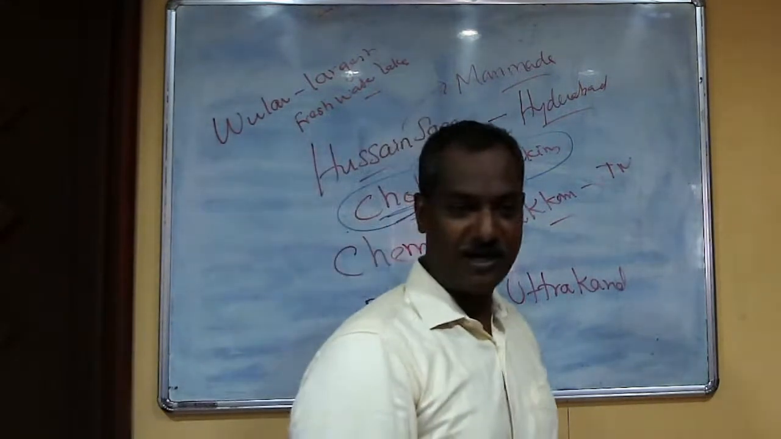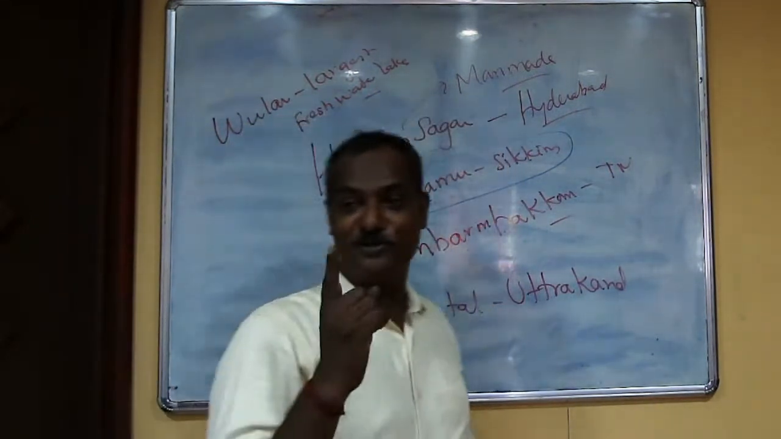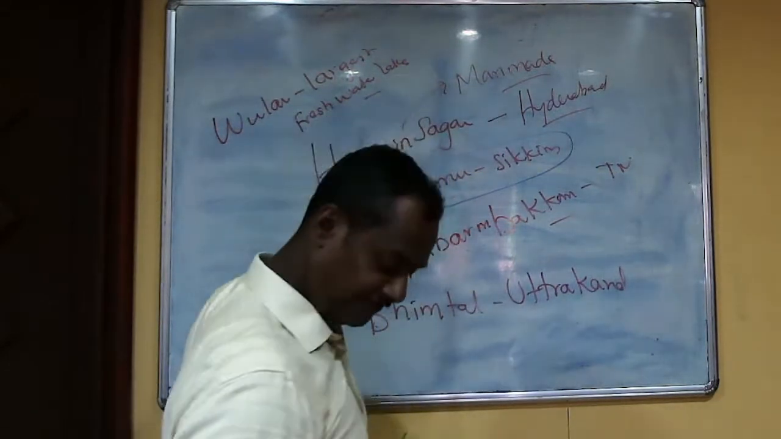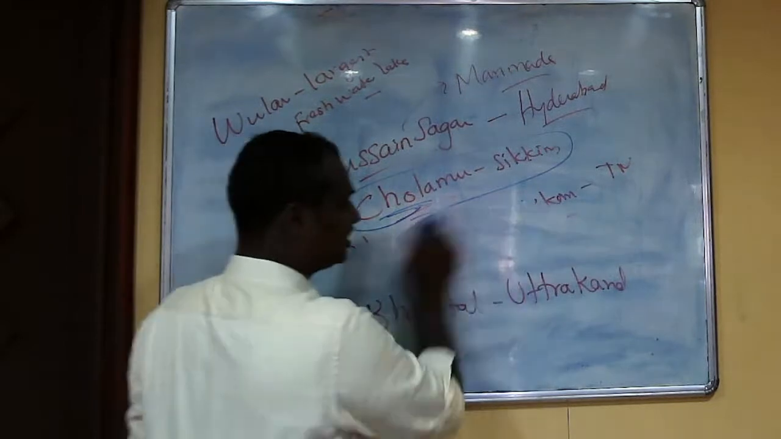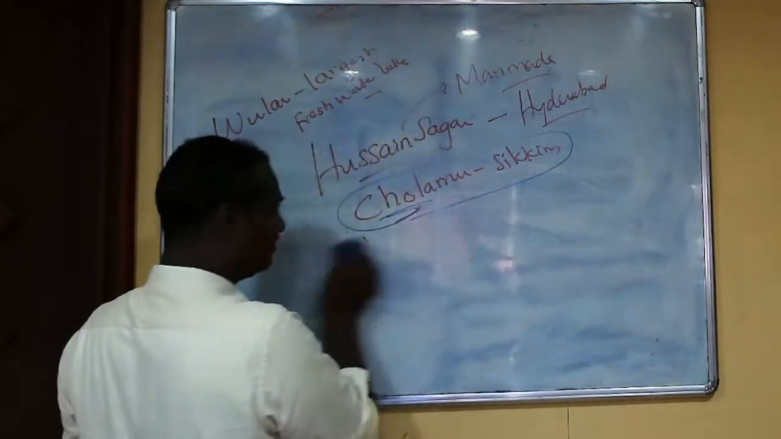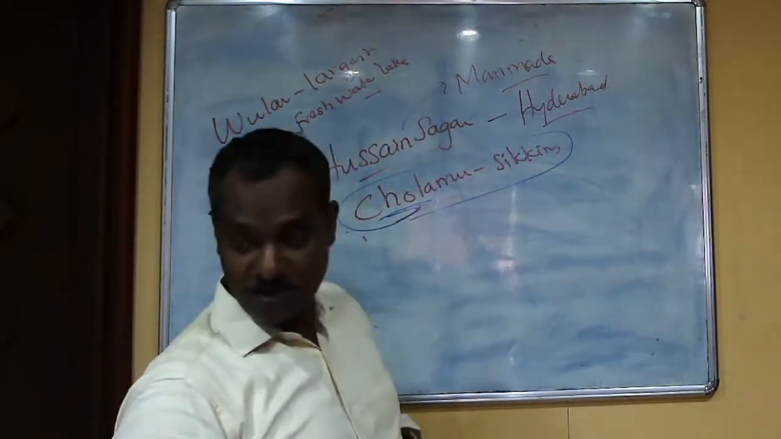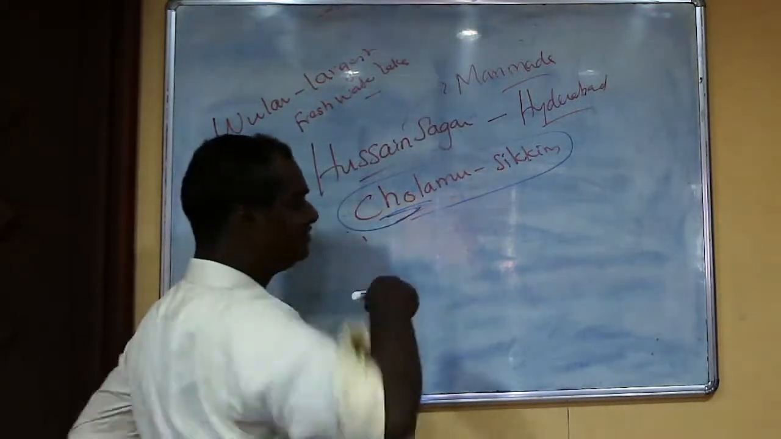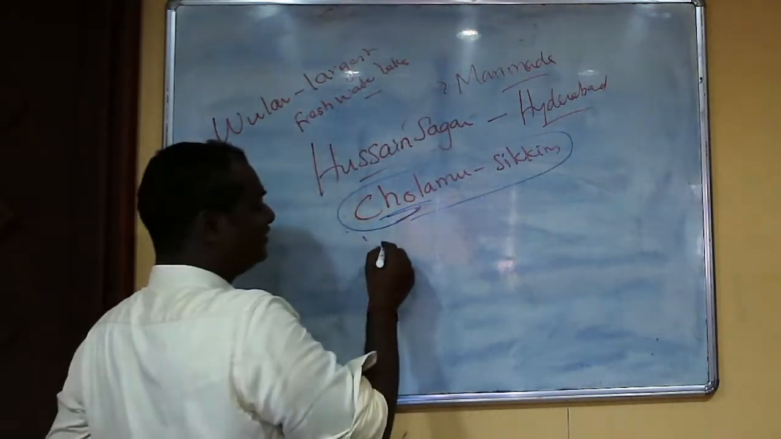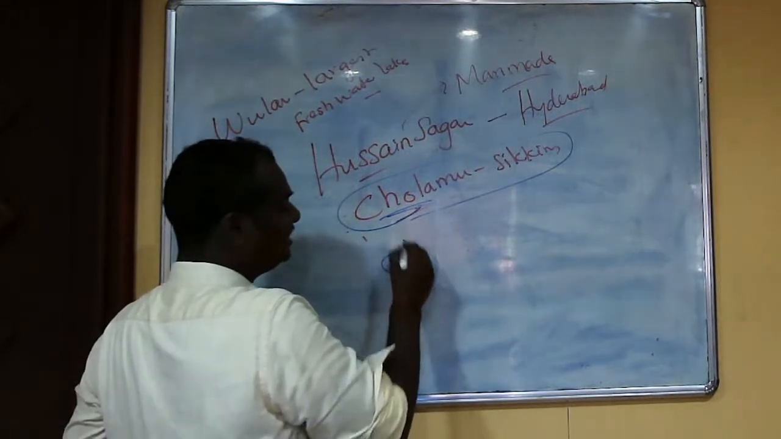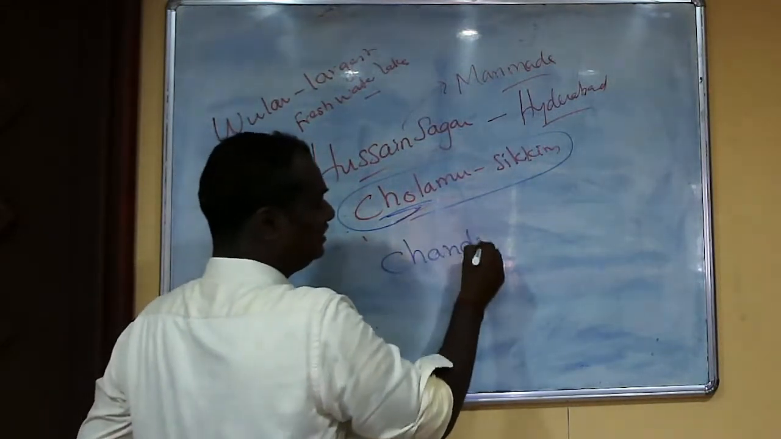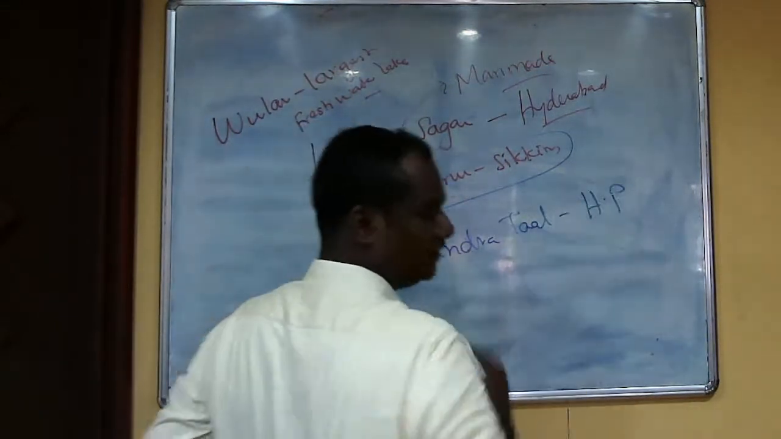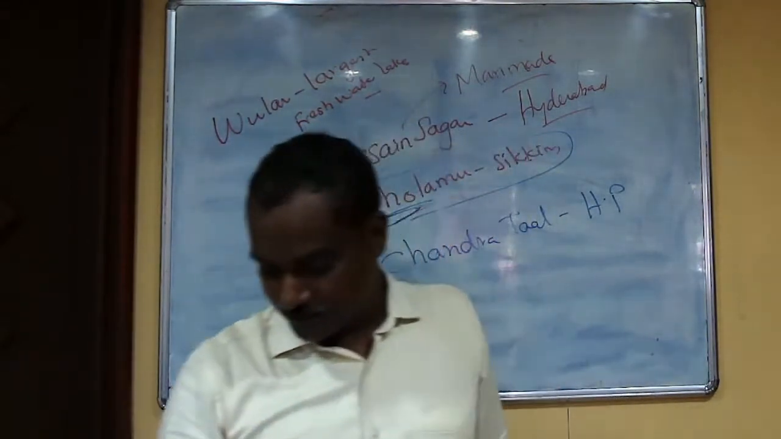Chandratal. Where is Chandratal Lake? Tal means you should think of Himachal or Uttarakhand only. Nainital you might have heard about, no? Uttarakhand has Nainital and Bhimtal. Chandratal is in Himachal Pradesh.